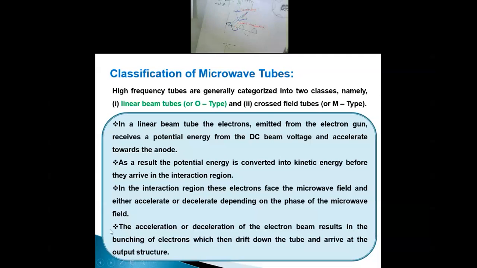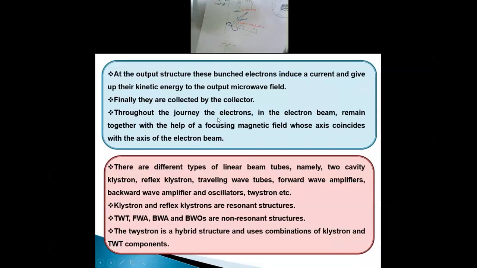Now, if you see here in the PPT, the acceleration or deceleration of the electron beam results in bunching of the electrons, which then drift down the tube and arrive at the output structure. The electron will move faster and the electron will move slower here, and then they will reach here. That is the acceleration or deceleration of electrons in a beam, in a tube.